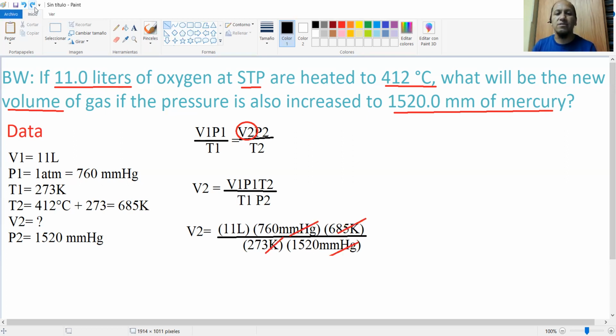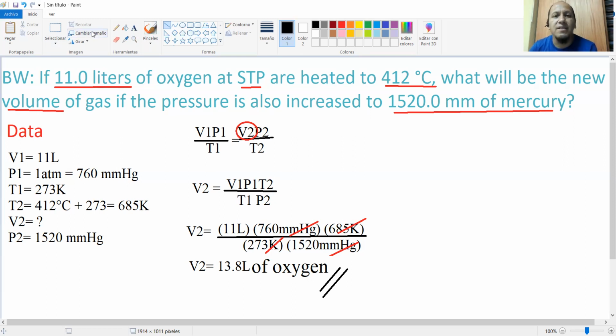As you can see, I wrote all of the units for each variable, so I make sure they cancel out. At the end, I am going to remain with liters, which is what I'm looking for, volume. So volume 2 would be the answer, 13.8, if you insert those values into the calculator. Since we're talking about oxygen, the answer is going to be liters of oxygen.